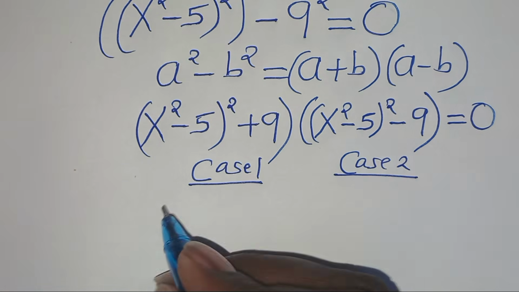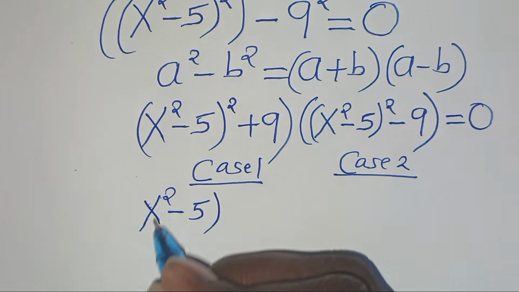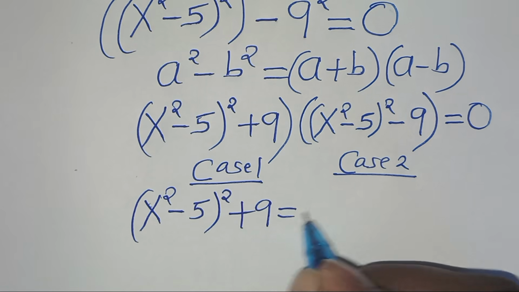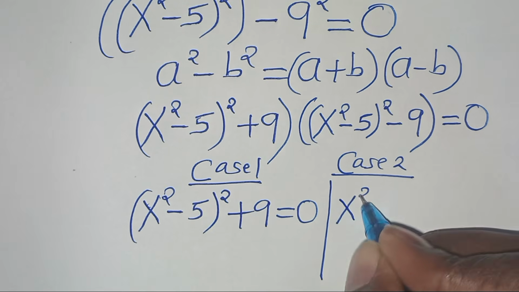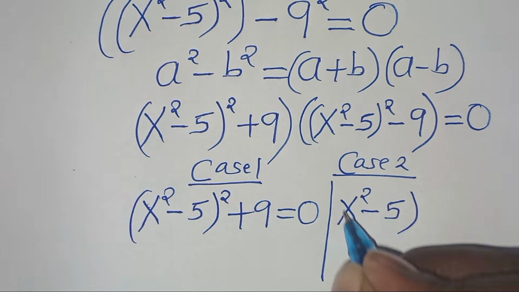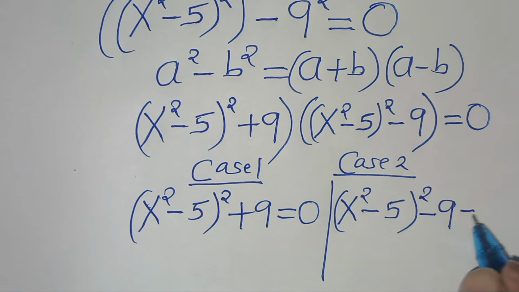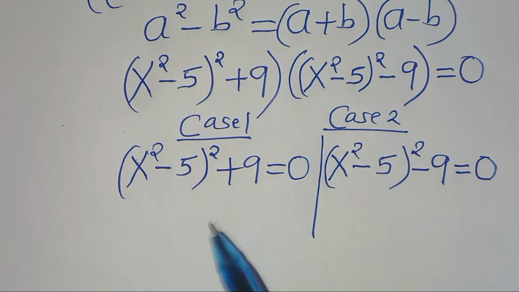Now, in case 1, we have x to the power of 2, subtract 5, raised to the power of 2, plus 9. This is equal to 0. In case 2, here we have x to the power of 2 minus 5 raised to the power of 2, subtract 9. This is equal to 0. So let's start with case 1 from here.